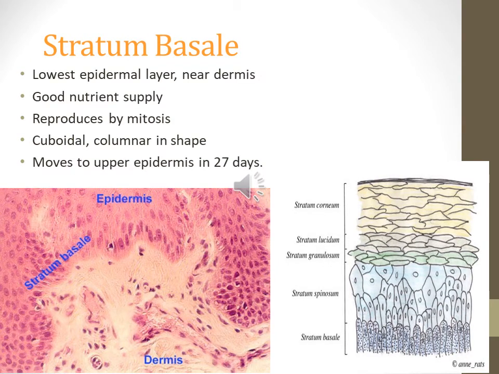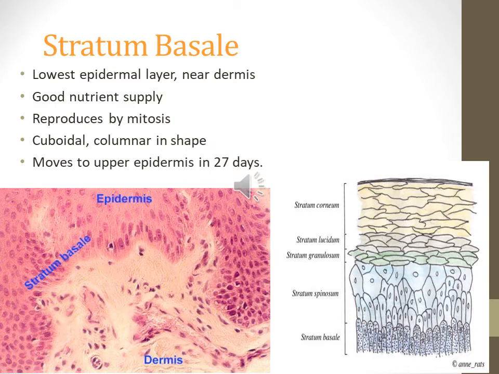And in the deepest of the 5 strata of the epidermis, we land here at the stratum basale. This is our lowest or deepest epidermal layer. This lies closest to the dermis and is attached directly to the dermis. You can see that in that picture. This layer has good nutrient supply. It is highly mitotic, so cell reproduction is going on. They are either cube or columnar in shape.